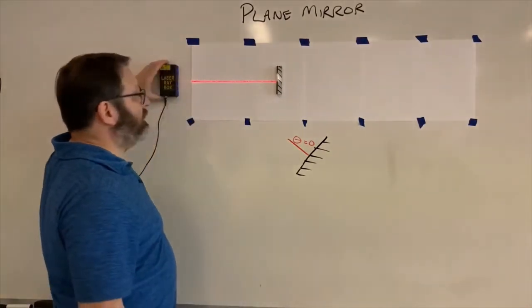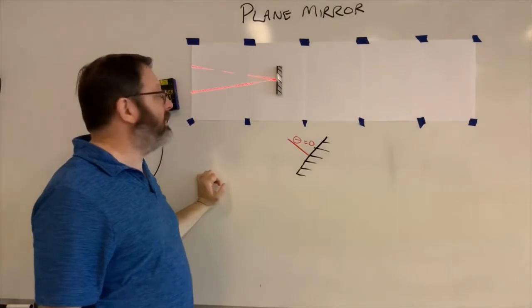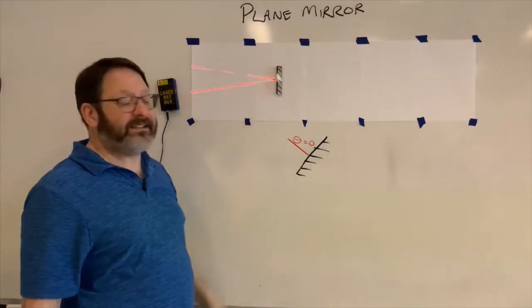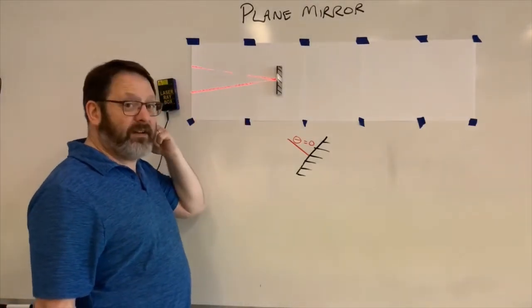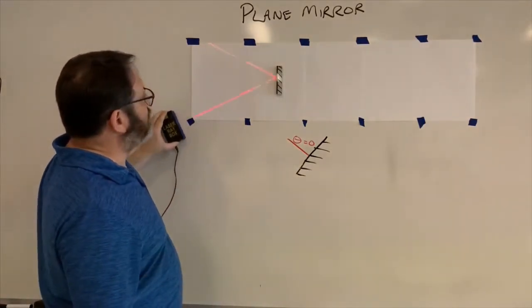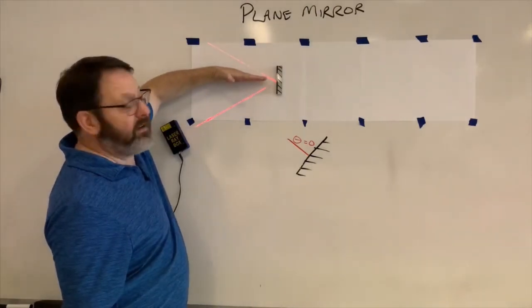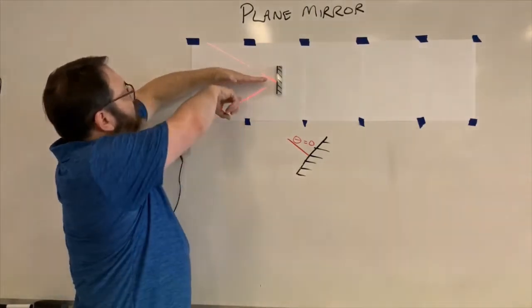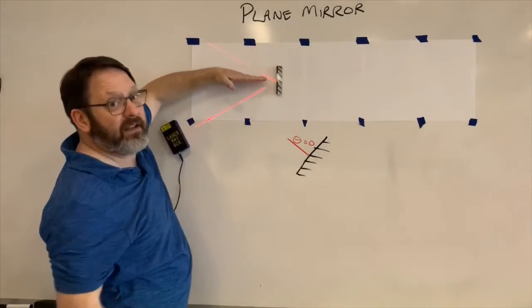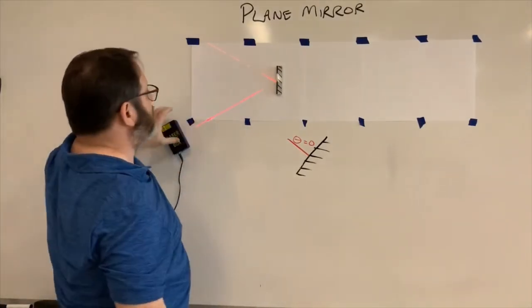I can take the laser and move it so that it doesn't hit at a normal angle. And you can see the incident angle and the reflected angle stay the same. If I were to draw a normal vector on the mirror, the normal vector would be about here. So the angle here below my hand and above my hand are the same. Those are the incident and reflected beams.